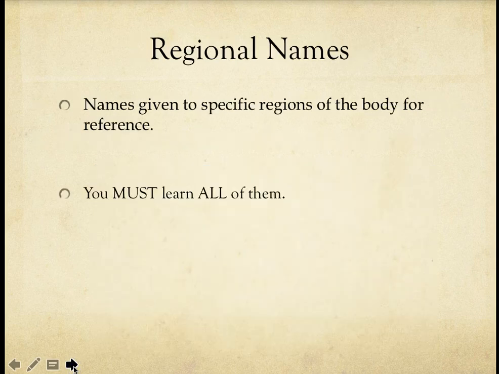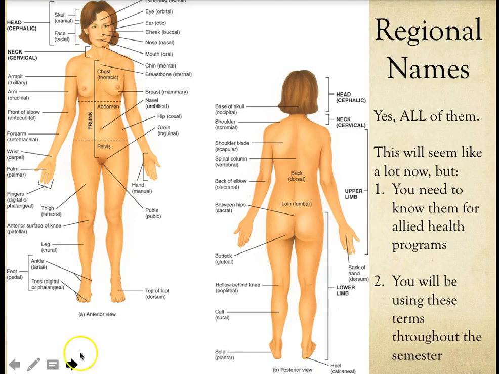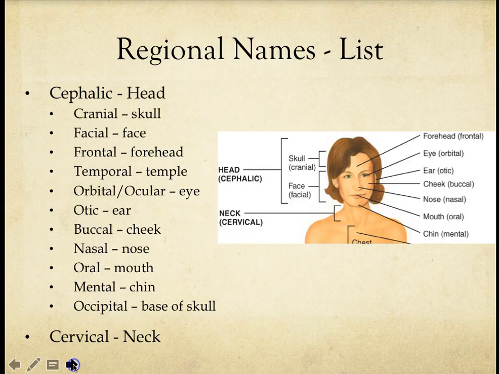All right, we're going to go over a number of different regional names. Yes, you have to learn all of them. It'll seem like a lot right now, but these terms will keep coming up over and over and over again in 201 as well as in 202. So you might as well just learn them now. So here's just a summary of all those anatomical terms. Again, I know they seem like there's a lot, but we'll break that down.